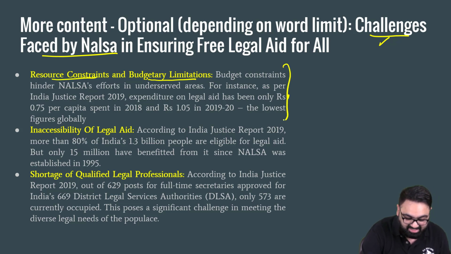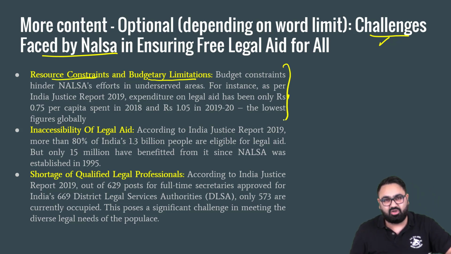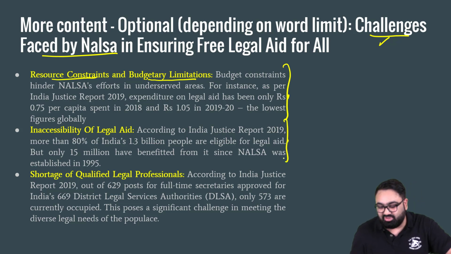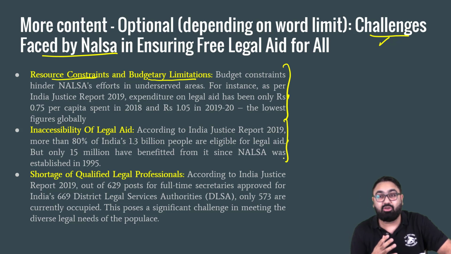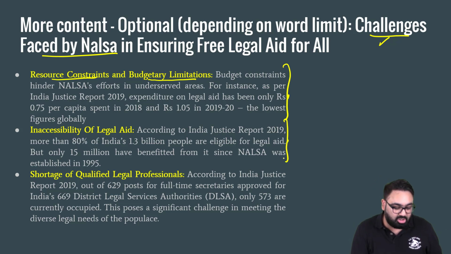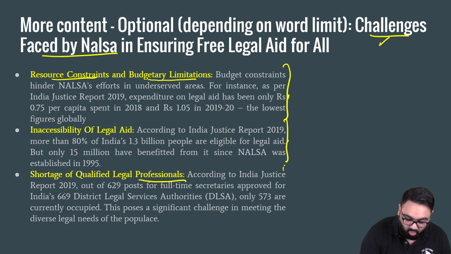Again, I am giving some examples of how much budget was given to them. Inaccessibility to legal aid. See, it's easy to say that you will get free legal aid, but for that you have to find lawyers also, right? If there's no lawyer ready to fight a pro bono case just for the benefit of the people without charging a fee, if you don't find lawyers for that, how will you give free legal aid? So it's not just about promising to people, it's also about finding lawyers. You don't get qualified legal professionals who are ready to work in such a case.